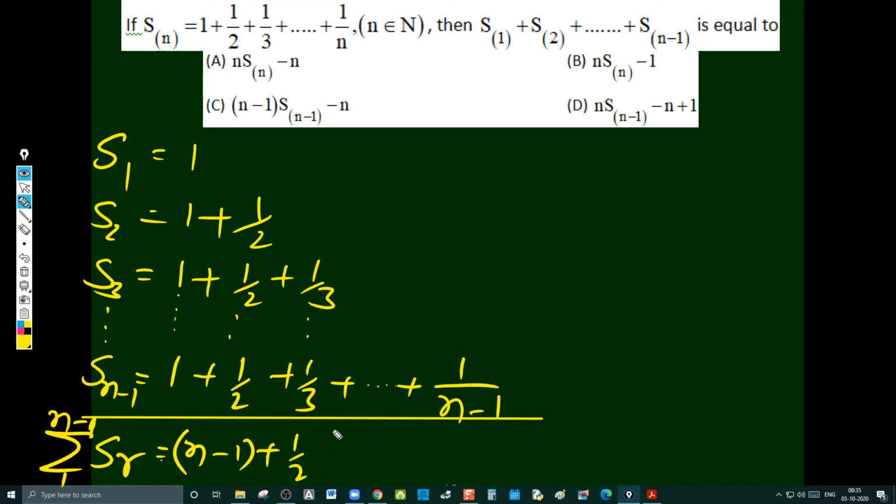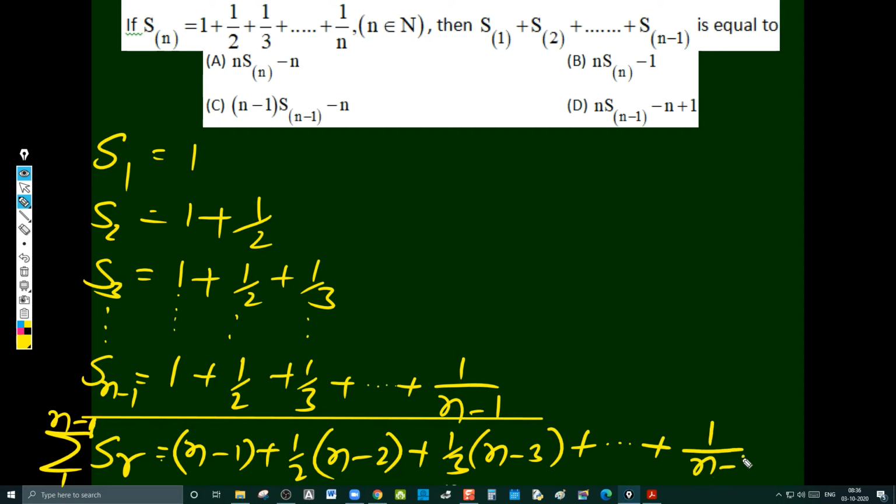How many 1 by 2s are there? Anyone please respond? N minus 1, sir. How many 1 by 3s are there? N minus 2. And so on. Finally, only 1 by n minus 1 is there. Okay, last one. So we can take n common from everywhere, and all the ones will get added up to n. Yeah, that's correct.